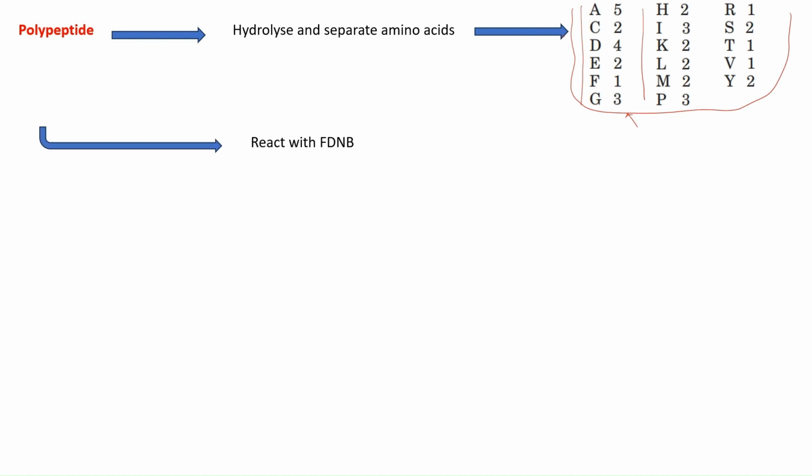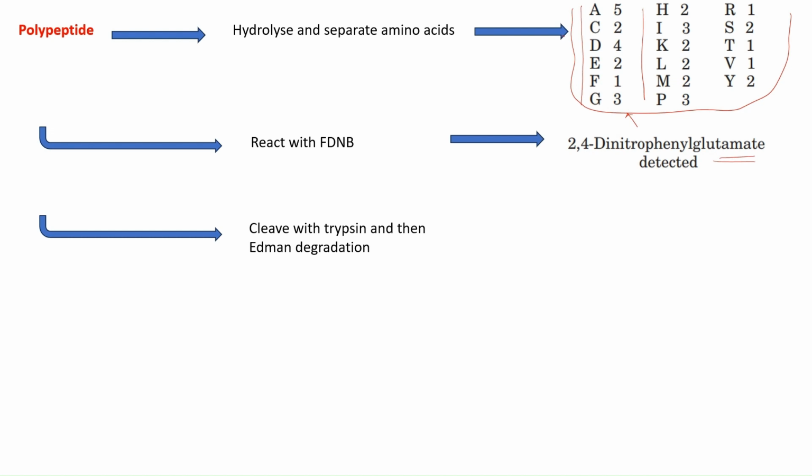Next, we'll react this polypeptide with FDNB, to determine its N-terminal residue. Suppose we found that the N-terminal residue is glutamate. Next, we are using one protease, that is trypsin. And then we perform Edman degradation. Now, trypsin. What is the cleavage point of trypsin? Lysine and arginine. K is the one-letter abbreviation of lysine. R is the one-letter abbreviation of arginine.